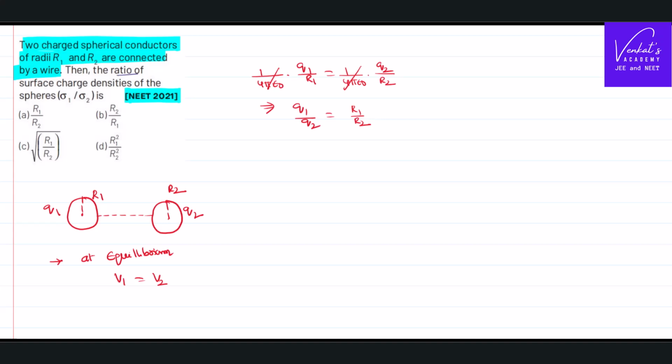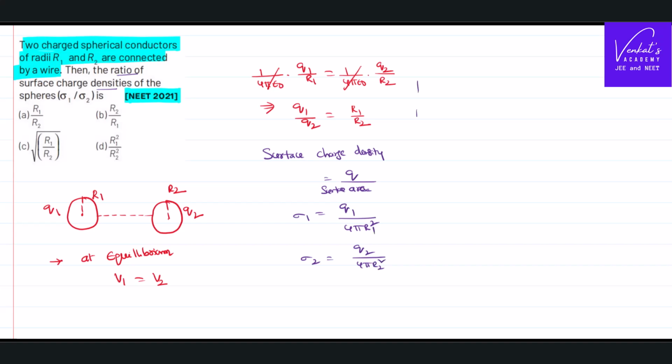Then they want the ratio of surface charge densities. We shall know first of all what we mean by surface charge density. Surface charge density is defined as charge on the surface per unit surface area. Being a spherical conductor, the surface charge density of the first one will be Q1 by 4 pi R1 square, being a sphere, its surface area is 4 pi r square. So, the second surface charge density is Q2 by 4 pi R2 square.